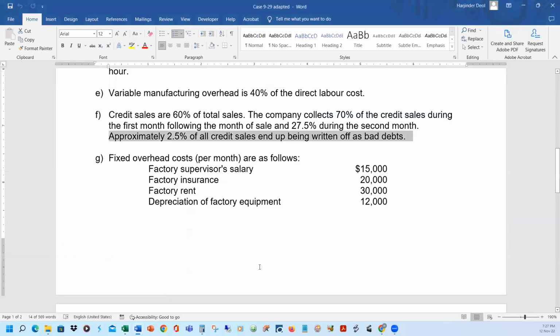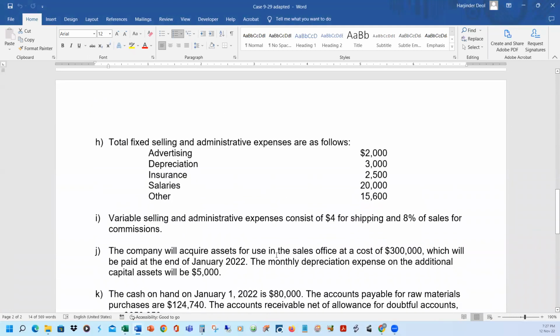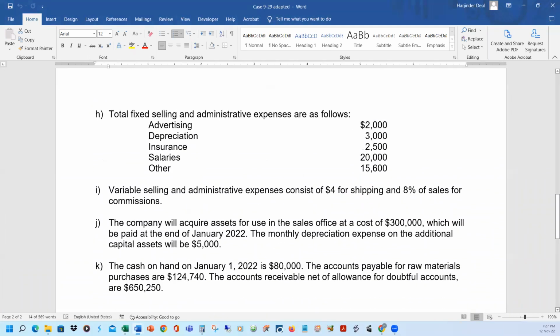Looking now at the fixed selling and admin expenses, we were given some dollars, 2,000 for advertising, 3,000 for depreciation, and so on. But always be careful. Sometimes there might be additional information that's hidden elsewhere. An example of that is item J.